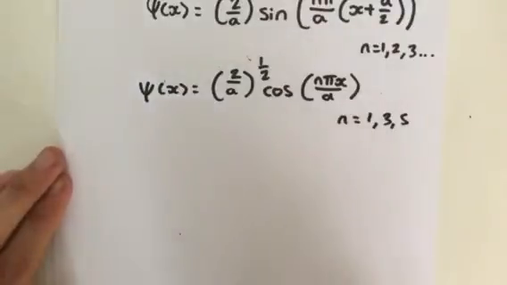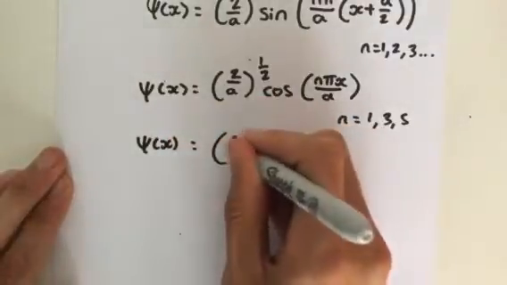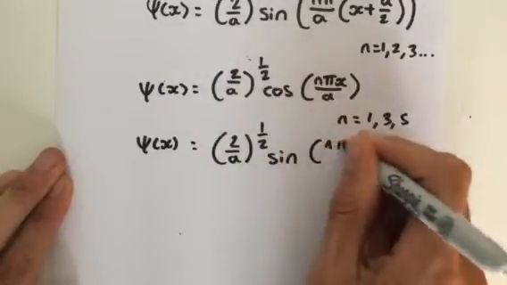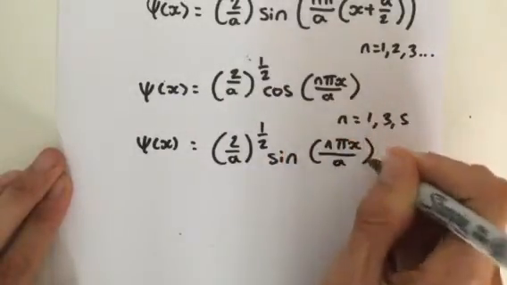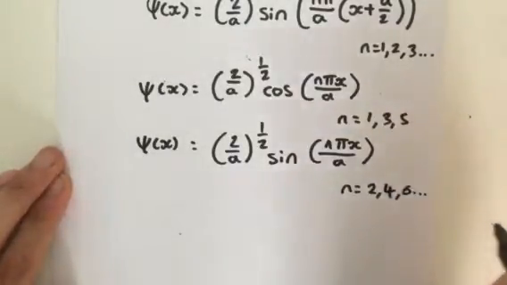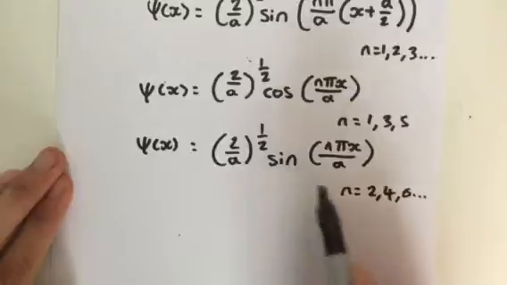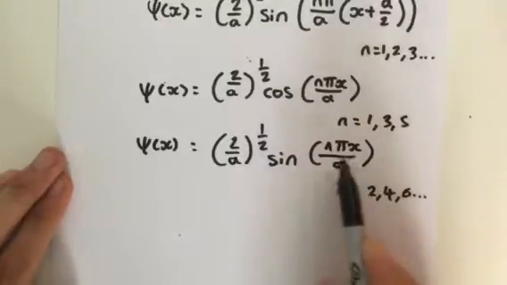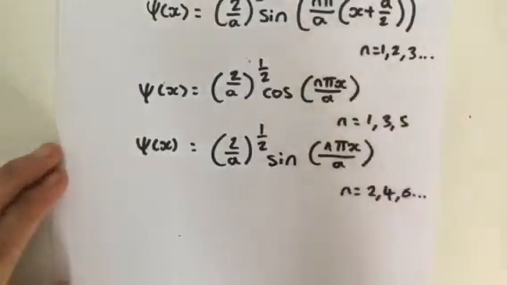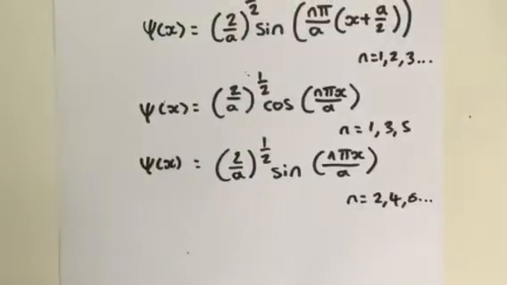And it's exactly the same for sine. Psi of x is equal to 2 over a to the power half, sine of n pi x over a, for n equals 2, 4, 6, and so on. These are the allowed quantum states. Of course, any other number in these sequences, sine will go to 0. There you have it.